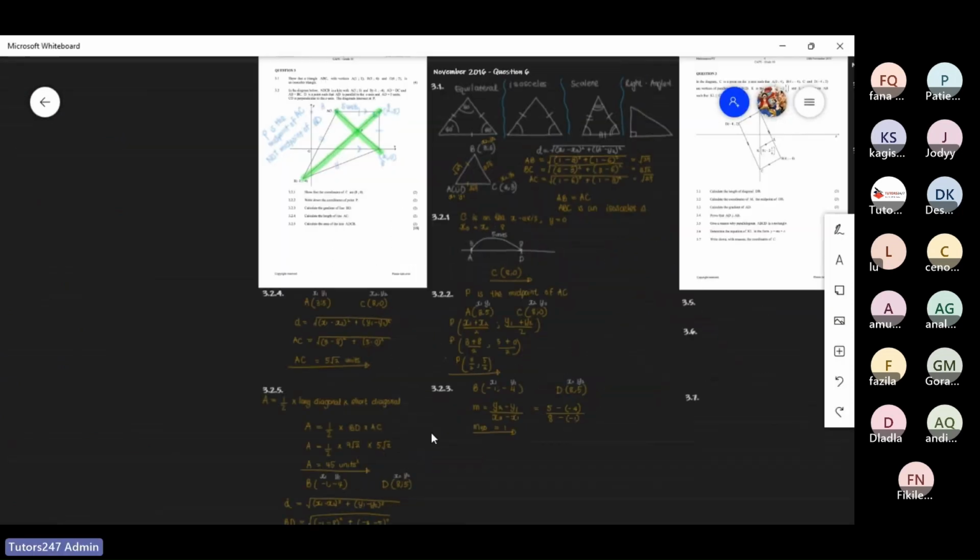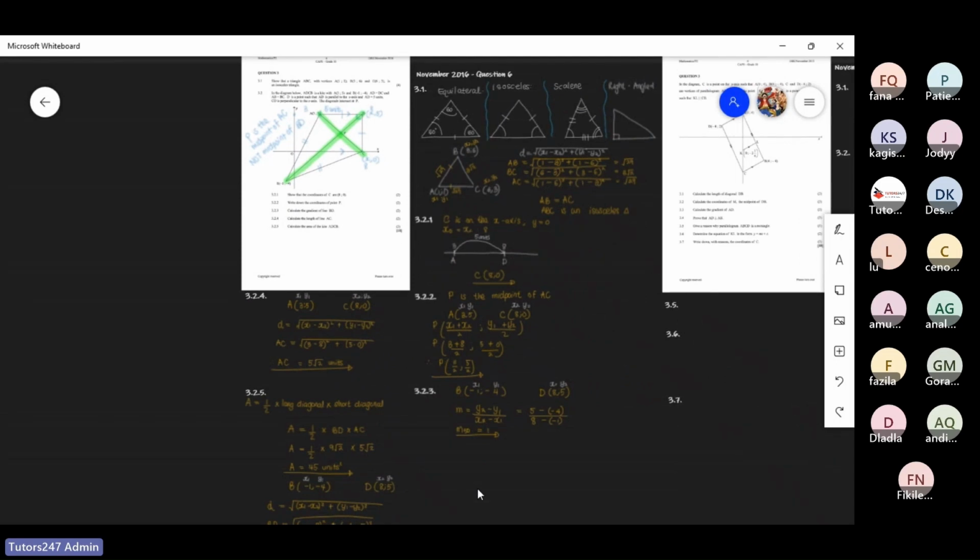Okay, so this is basically everything we've done thus far. We've done question 3.1, 3.2, sub-questions 3.2.1 to 3.2.5. In order for you to successfully answer this question, you needed to know the properties of your triangles and your kites, as well as your distance formula and your gradient formula.